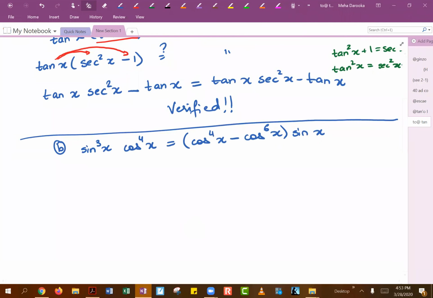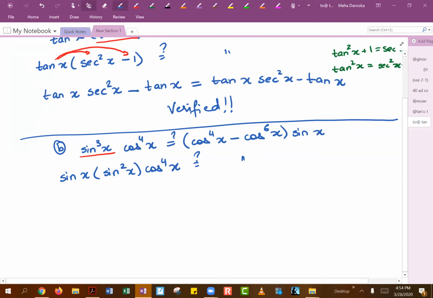Okay, so again, I'm going to start on the left-hand side, and I am actually going to rewrite our sine of x with the third power. Again, I'm going to break this down into sine of x and sine squared of x, and I will keep that cosine to the fourth power as it is for now. And we have to show that it's going to equal the right-hand side.